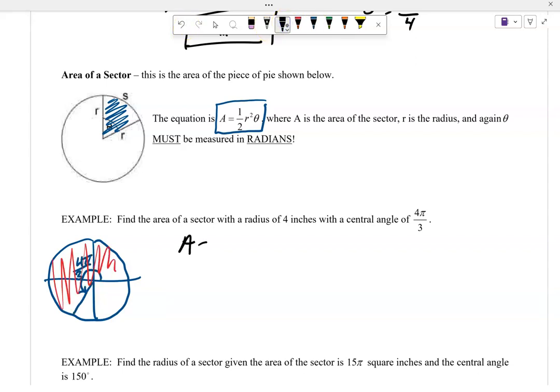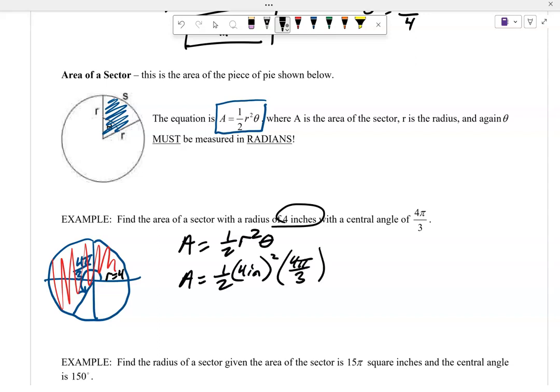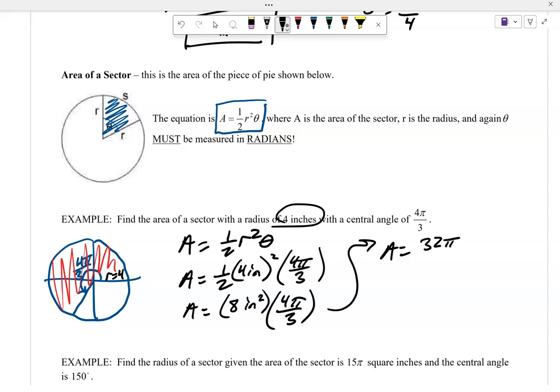So the area of the sector is 1/2 r squared theta. Area of the sector would be a half. Has a radius of 4 inches. This radius is 4 inches. So 4 inches, that's being squared times our theta, which is 4 pi thirds. So we got area is 1/2 times 16, which is 8 square inches, times 4 pi over 3. So we got 8 times 4, we got 32 pi over 3 square inches.